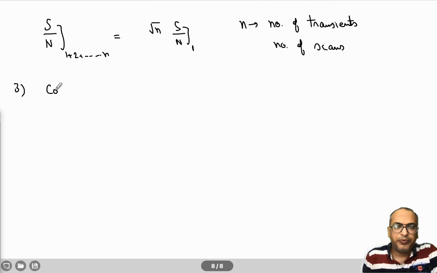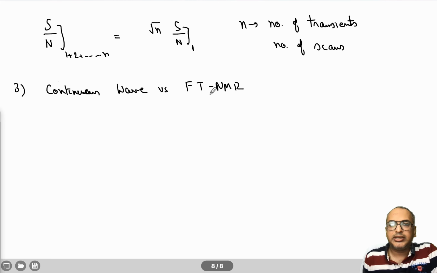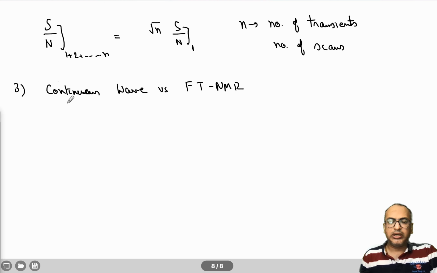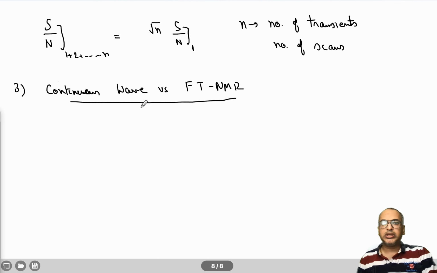Okay, so the third point which also needs to be discussed is something called continuous wave versus Fourier transform NMR. So we already understand the concept of Fourier transform now. We have discussed it in one of the previous lectures. So let us also try to understand the concept of continuous wave, which is not used nowadays, but still I feel that it is important to understand this.